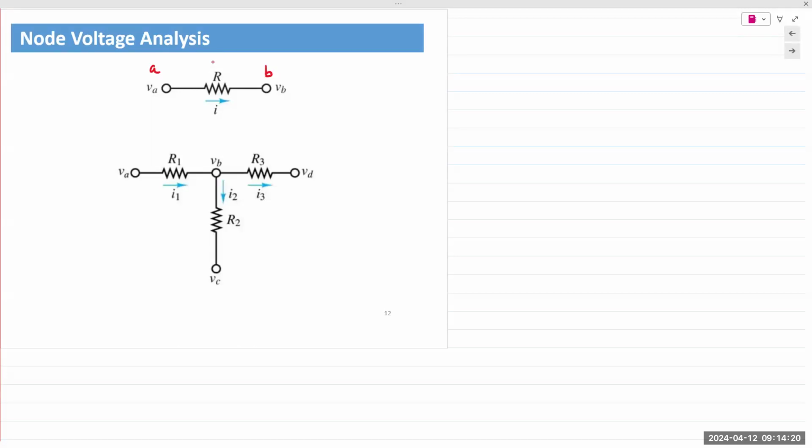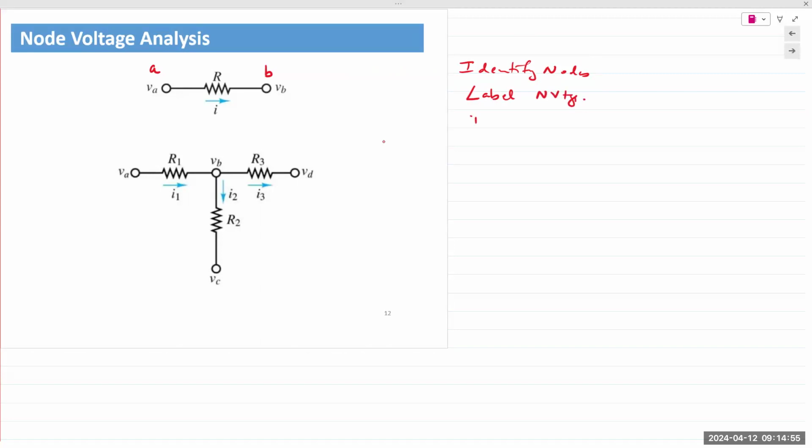And then the third step, kind of important, is you choose a reference direction and mark a current that is flowing through that resistor. Okay. So I would say identify the nodes. Let's see, move it to the side. Identify the nodes. Label node voltages.